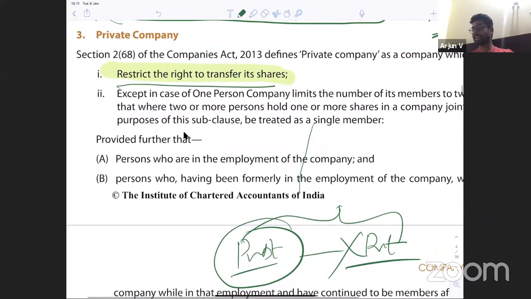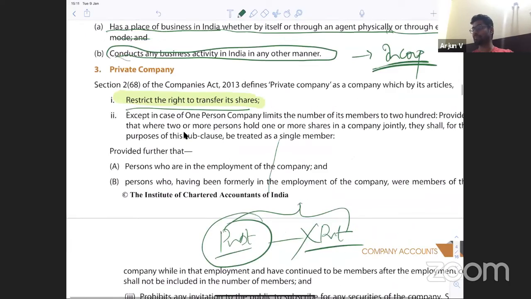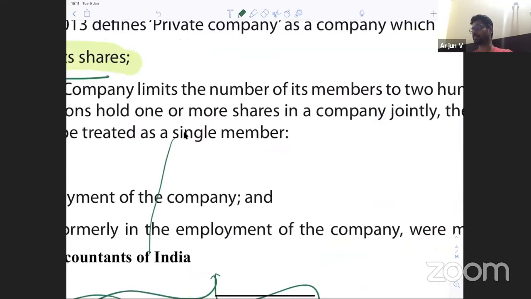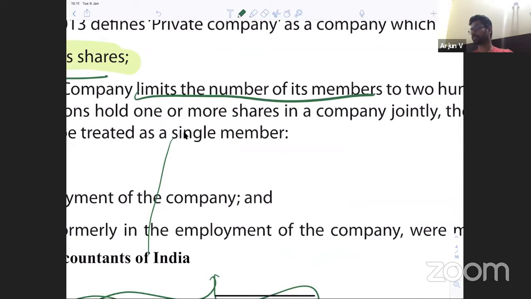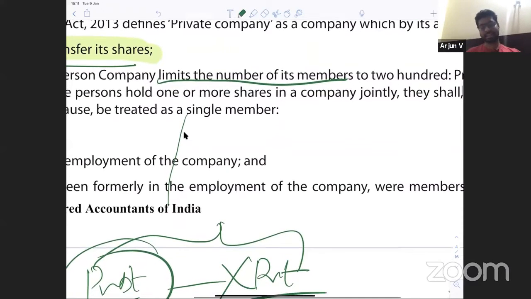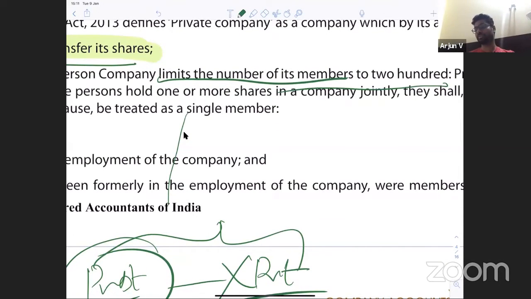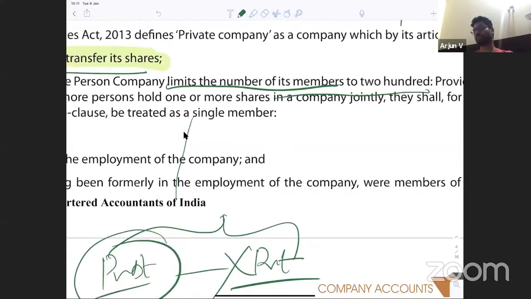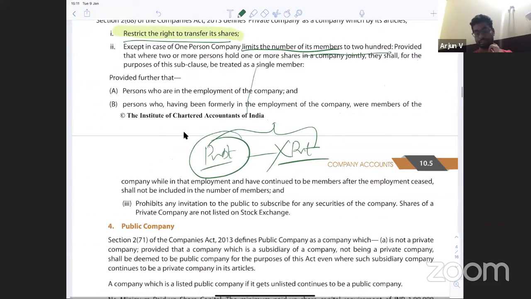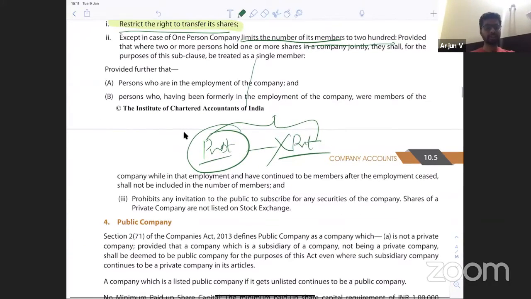Second condition is that it limits the number of its members to 200. The members in a private limited firm can be what? Maximum 200. Third one, a private limited company cannot go to the public and say, boss, my shares are available, please buy. You cannot do it. What you can only do is give it to your known sources. You cannot give it to everyone.